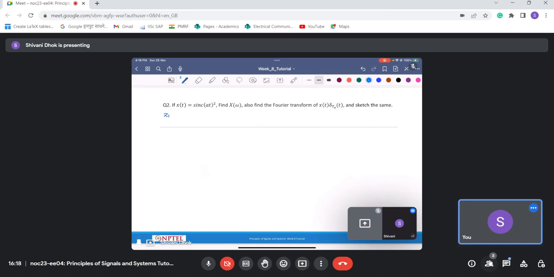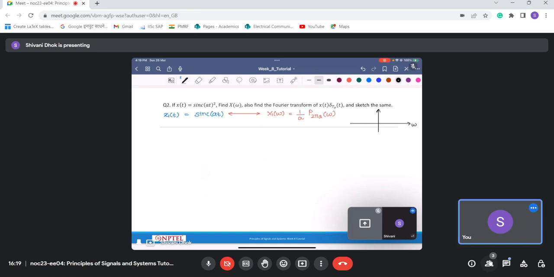Let's say I have x1 of t equal to sinc at, and we had seen in the lectures, in the example taken there, that the Fourier transform of this is X1 of omega, which is equal to 1 by a times a pulse of 2 pi a dimension. So how does this look? This looks something like this. This is the omega axis.